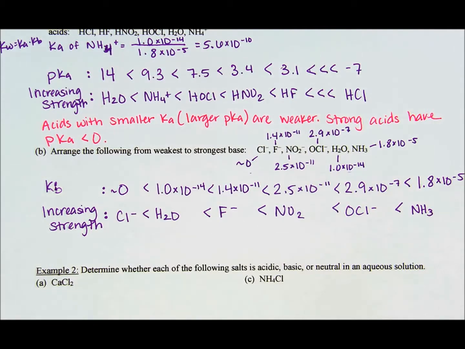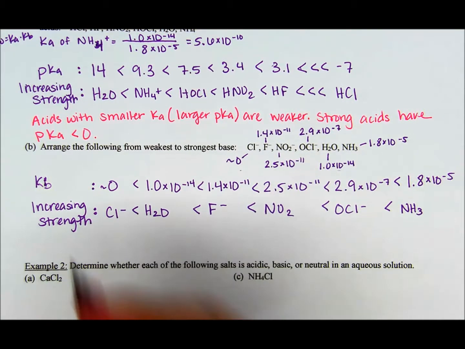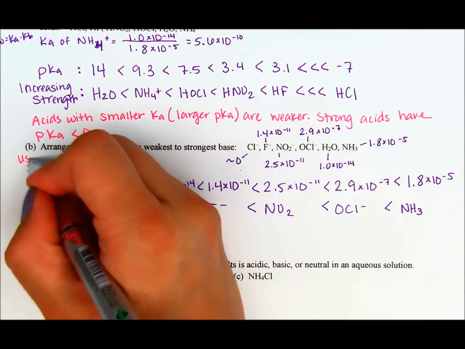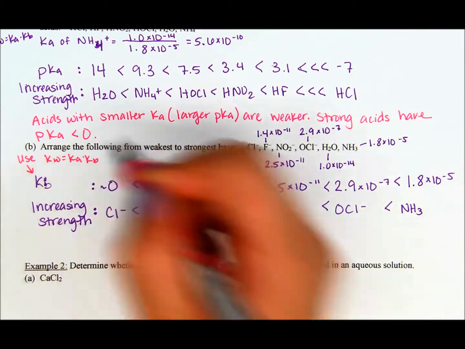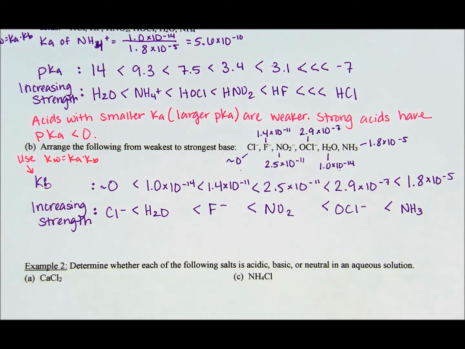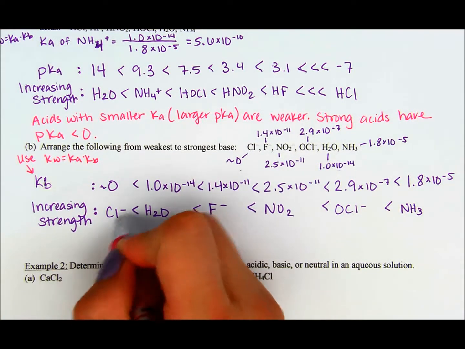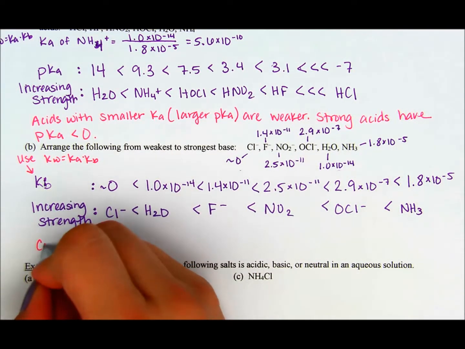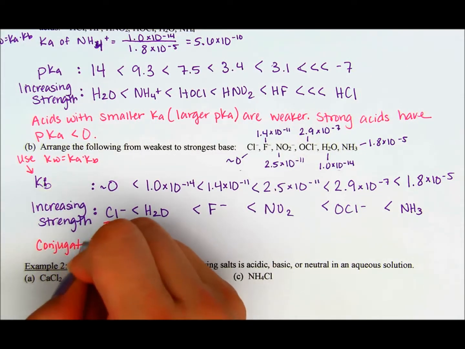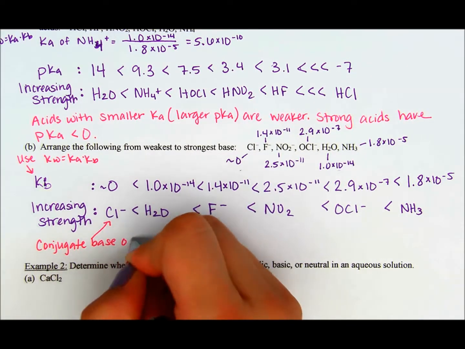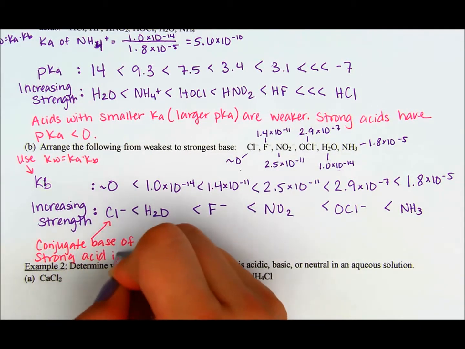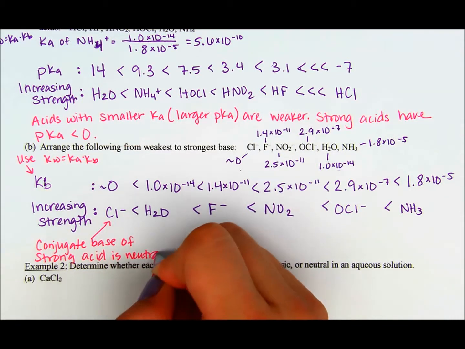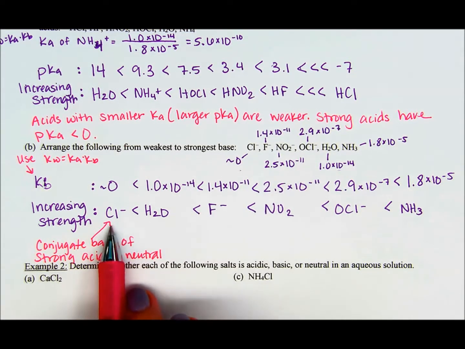NH3. So just as a reminder, when we found these Kbs, to find the Kb, use Kw equals Ka times Kb. Just to remind yourself when you're studying later. Okay, so the conjugate base of a strong acid is neutral. It's a neutral salt. Conjugate base of a strong acid is neutral. So that's why it's the weakest here, because it's actually neutral.